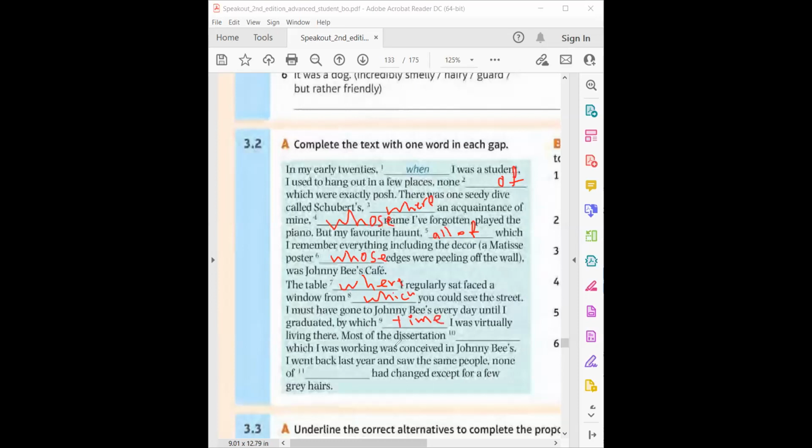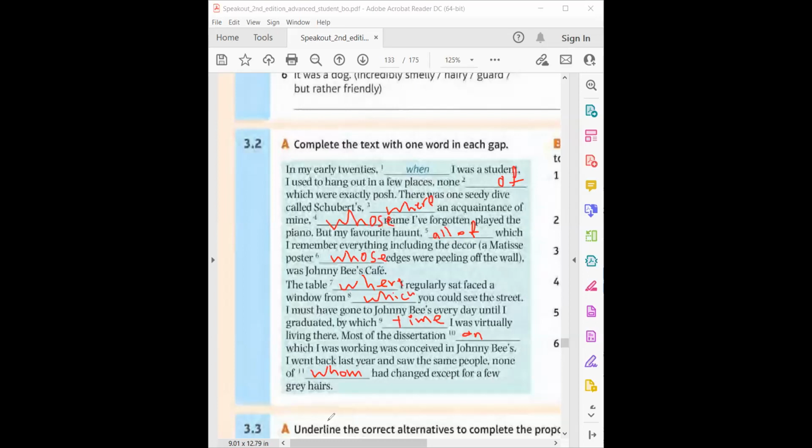Now, most of the dissertation on which I was working was conceived by Johnny B's. I went back last year and saw the same people, none of whom had changed except for a few gray hairs. None of whom. Again, here we're talking about the object.